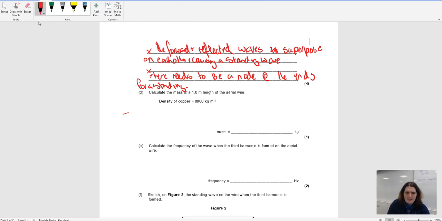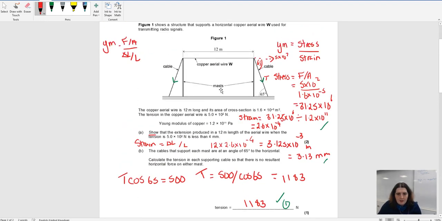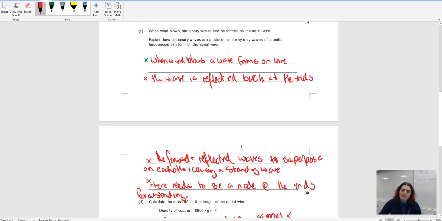Okay, so density. You write the density formula out, mass over volume. For a wire here, it's asking to calculate the mass, so that's going to be density times volume is your mass. Your density is 8900. Now your volume of a wire is the length times the area. So in this case, your length is 1, times your area, and you were given that information right at the beginning of the question. So that's going to be 1.6 times 10 to the minus 5.